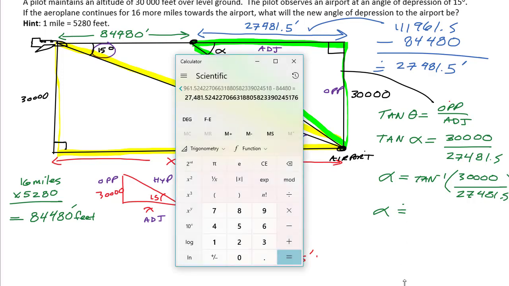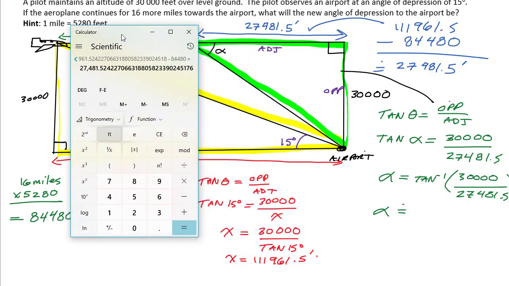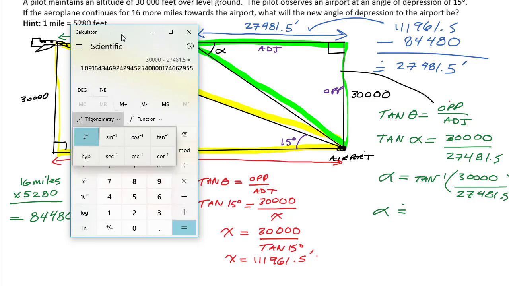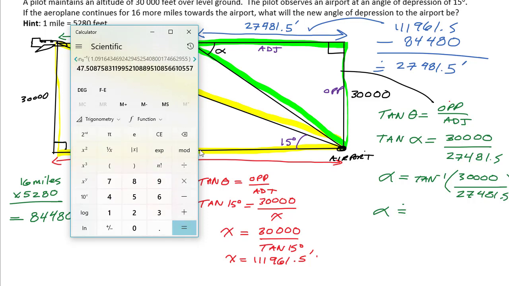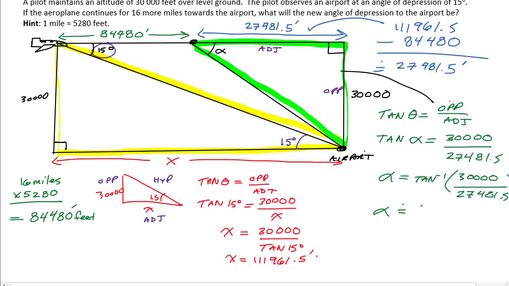So let's finish it off here and get our calculator back up. Hit clear. All right, 30,000 divided by 27,481.5 equals, and let's do the tan inverse of that. Second tan. All right, 47.5 degrees approximately. 47.5 degrees. That's the final answer.